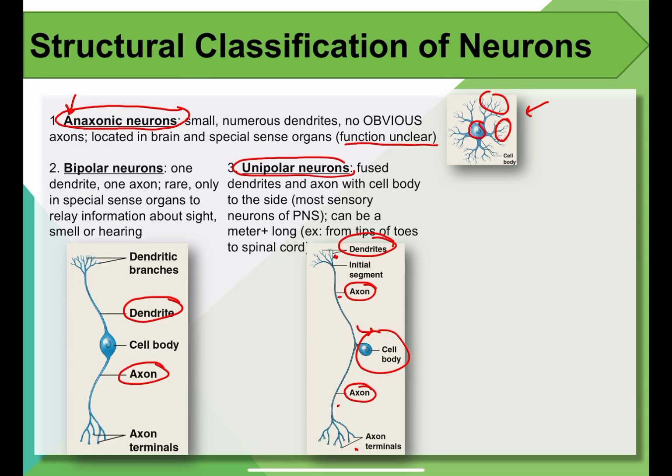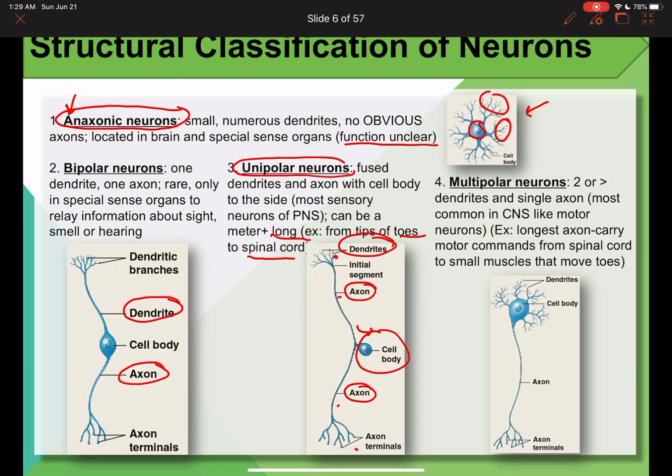For example, receptors located within the skin, joints, muscles, and internal organs have a lot of these unipolar neurons. And these are the type of neurons where the axons can actually be a meter or even more long. They can go from the tips of your toes all the way to the spinal cord. So that's why a neuron can be a very, very long cell, which makes them the longest cells in the body.